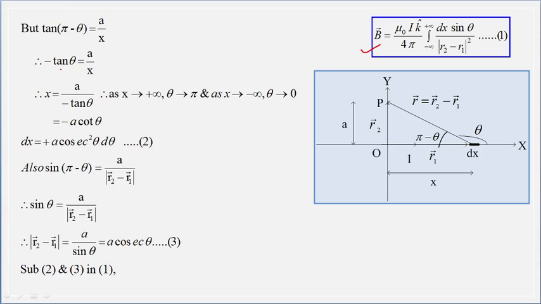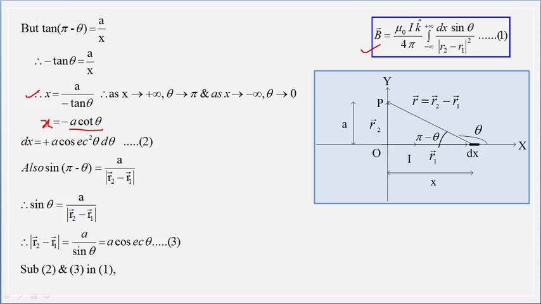Tan of pi minus theta is equal to minus tan of theta. Then we simplify and write x equal to a by minus tan theta, so minus a is there. 1 upon tan theta is cot theta. So x equal to minus a cot theta.